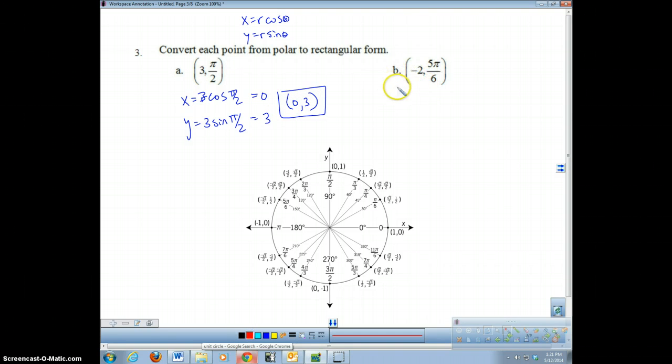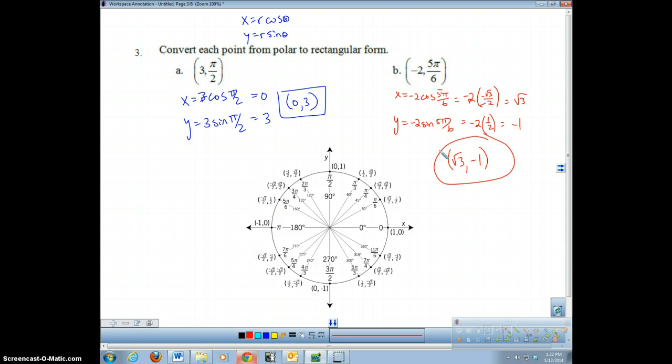All right, let's look at this one. X equals negative 2 cosine of 5 pi over 6, and y equals negative 2 sine of 5 pi over 6. Well, where's 5 pi over 6? Here's 5 pi over 6. The cosine is negative root 3 over 2, so that gives me root 3. The sine is 1/2, so negative 2 times 1/2, which is negative 1. So my point's going to be root 3, comma, negative 1.